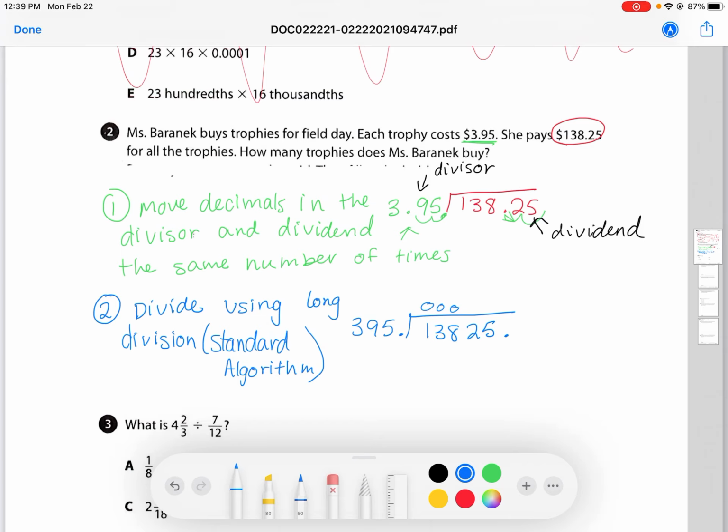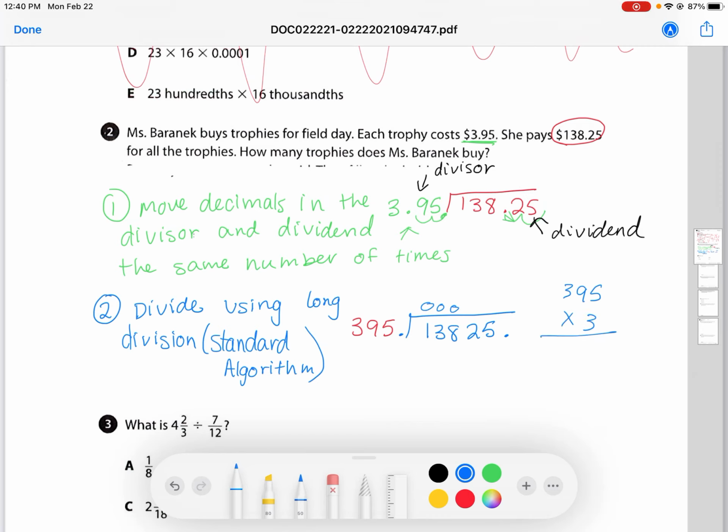395 can fit into 1,382 how many times? Well, I'm going to come up with a good estimate by rounding this number up. So I'm rounding 395 up to 400, and then I'm just going to count by 4s. So it would be 4, 8, 12. Okay, so if that was 400, that would be 400, 800, 1200. Well, 1200 is pretty close to 1300, so let's go ahead and see if we multiply 395 times 3, let's see what we come up with.